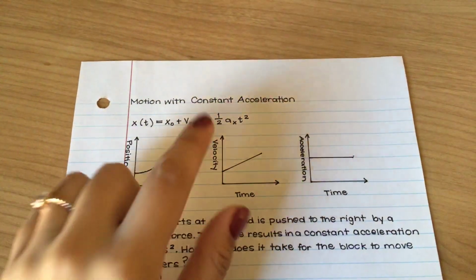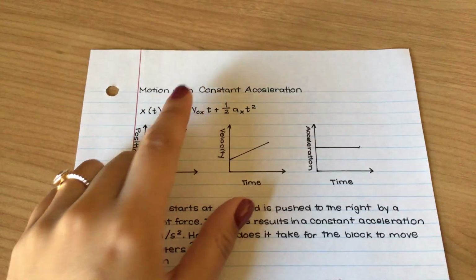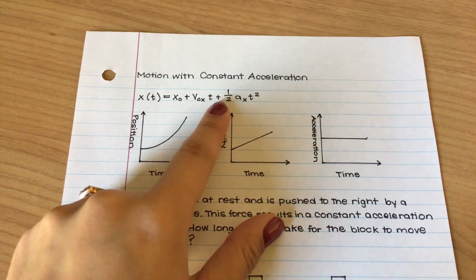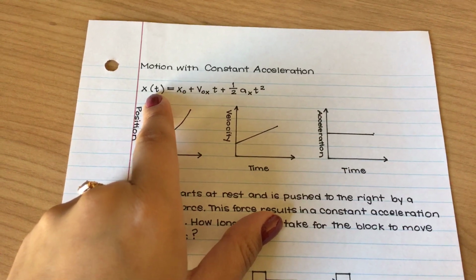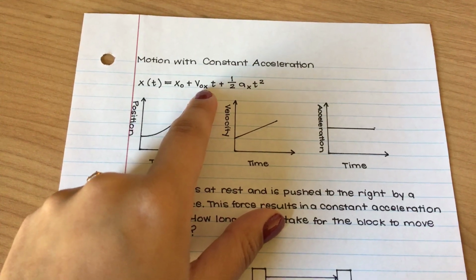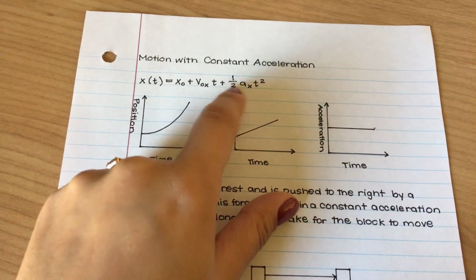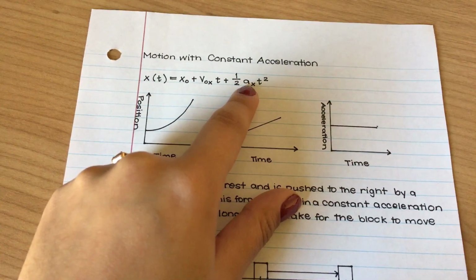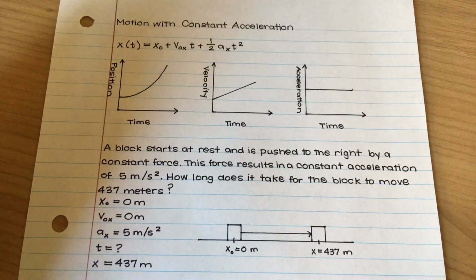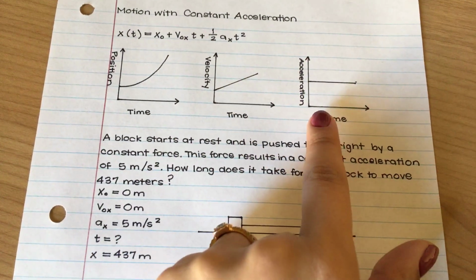Today we're going to talk about motion with constant acceleration. So the formula we're going to be using for this type of problem has position as a function of time, initial position, initial velocity in the x direction, time, and acceleration in the x direction. When you have an object that's moving with a constant acceleration, you see it follow these trends.